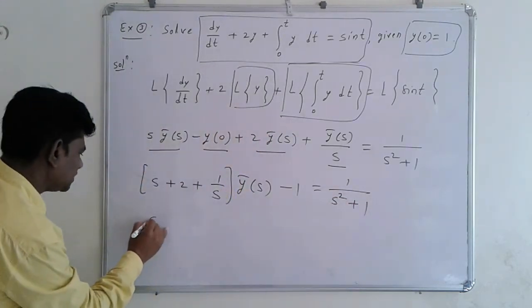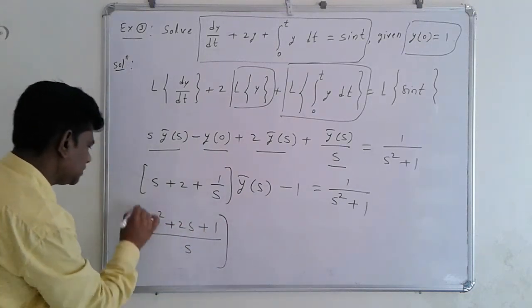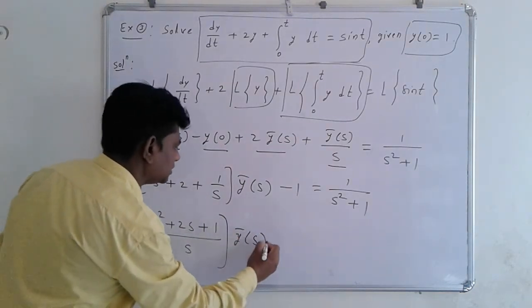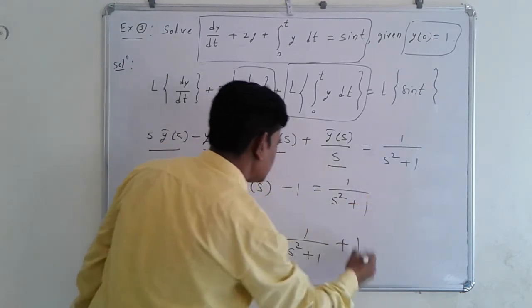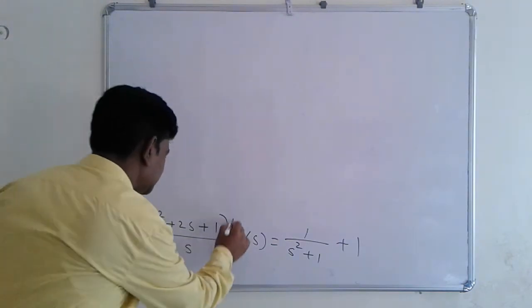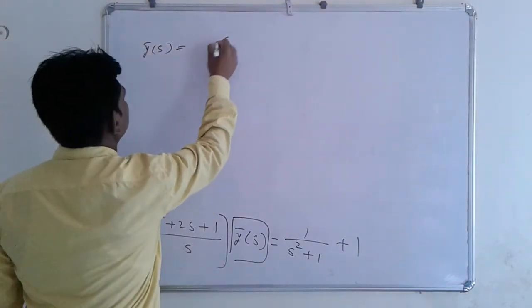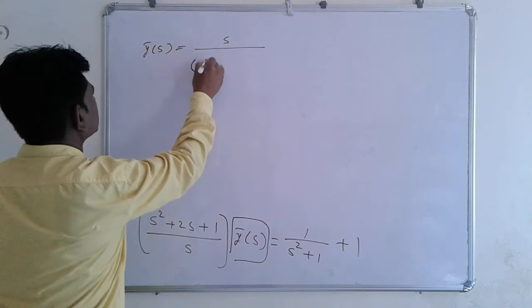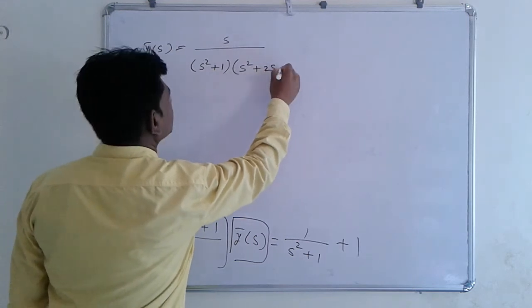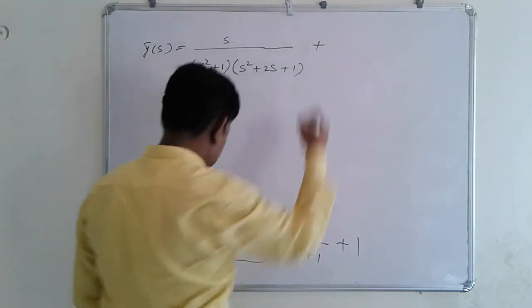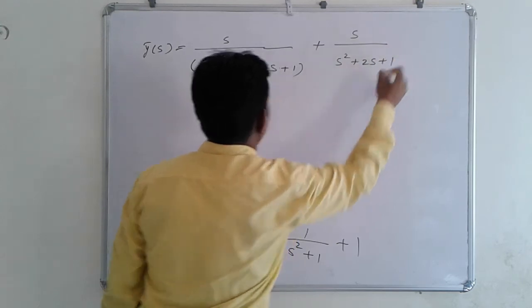Now cross multiplication, s square plus 2 times s plus 1 upon s times y bar s is equal to 1 upon s square plus 1, this minus 1 on this side becomes plus 1. Therefore, y bar s is equal to s upon s square plus 1 times s square plus 2 times s plus 1, plus s upon s square plus 2 times s plus 1.